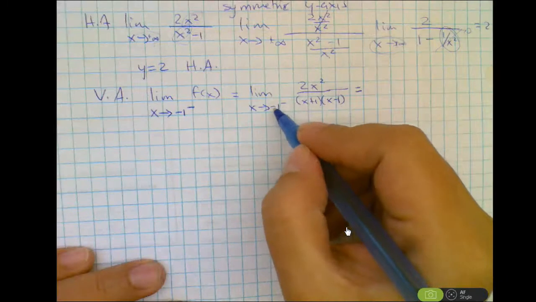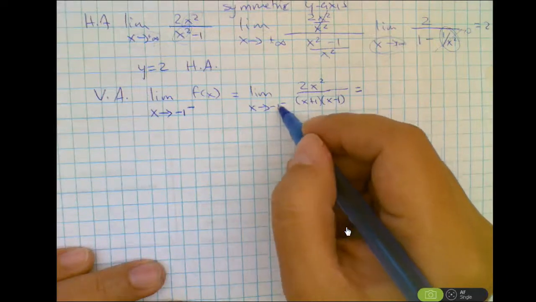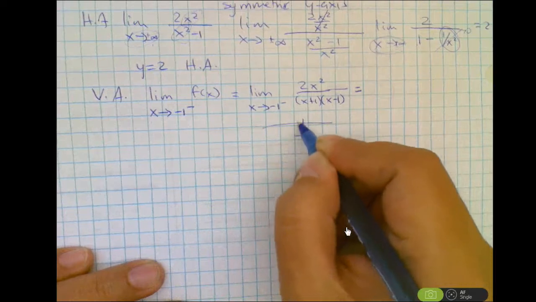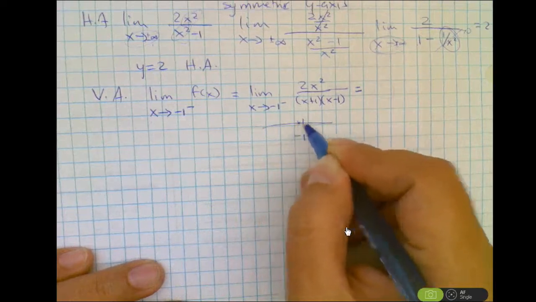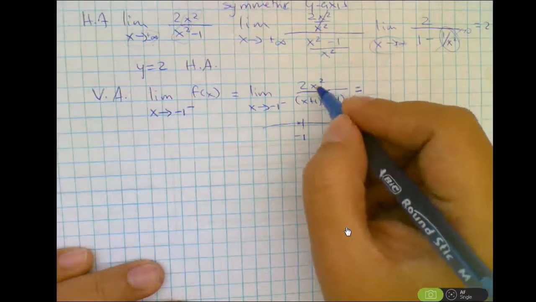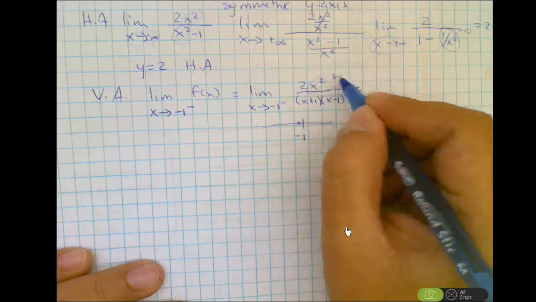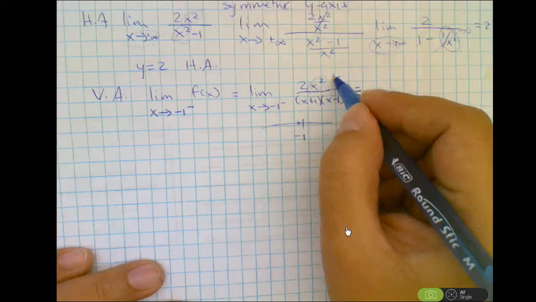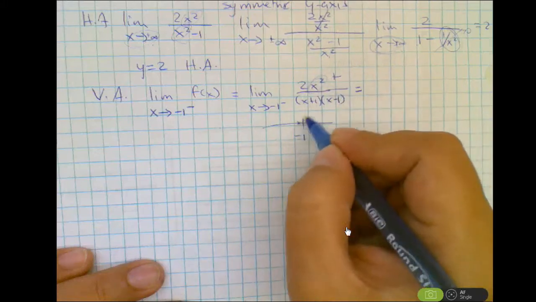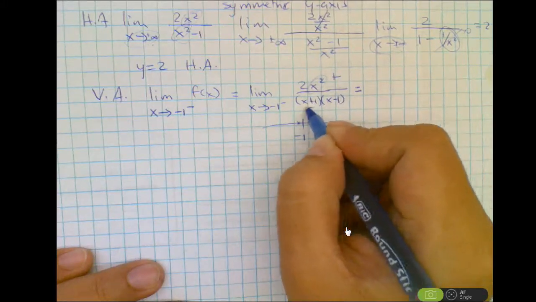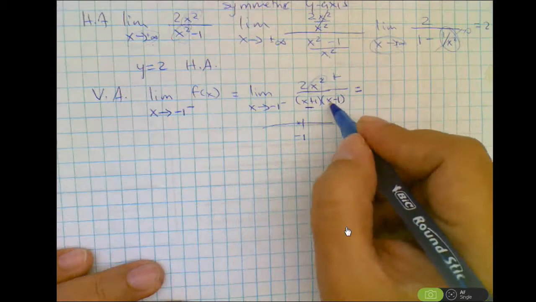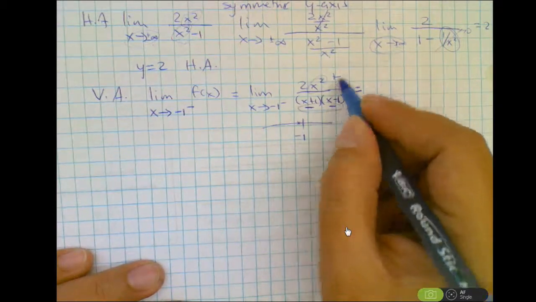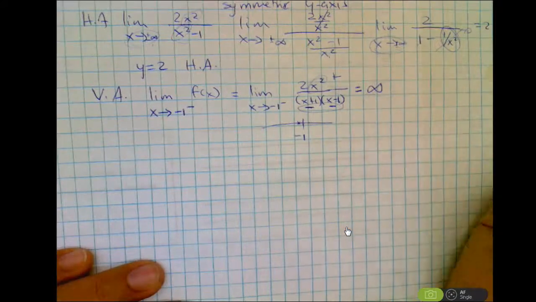So as x approaches negative 1 from the left, that means that if this is negative 1, you have numbers that are very close to negative 1 but on this side. So a number like that will be positive here because, I don't know, pick negative 1.1, the square will be positive. Now negative 1.1 plus 1 will be a negative value, and negative 1.1 minus 1 will be a negative value. So negative times negative makes positive, so this will be positive infinity.